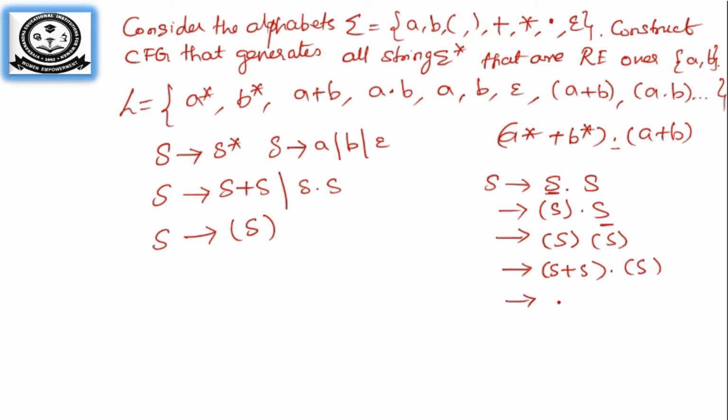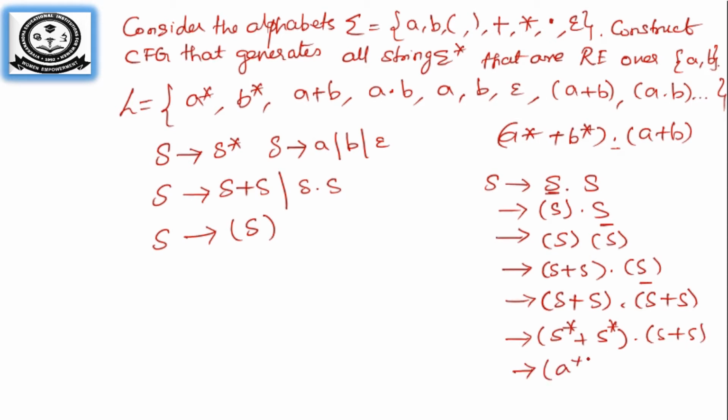Now I can have this one to be substituted. So s plus s dot s plus s. Now instead of s I can substitute s star. So s star plus s star dot s plus s. So finally you can have a star plus b star dot a plus b. So here the substitution I did, it's my wish. I substituted anything like that.